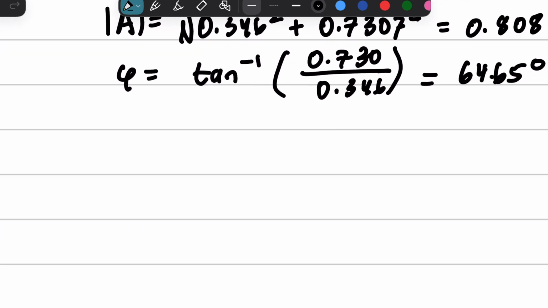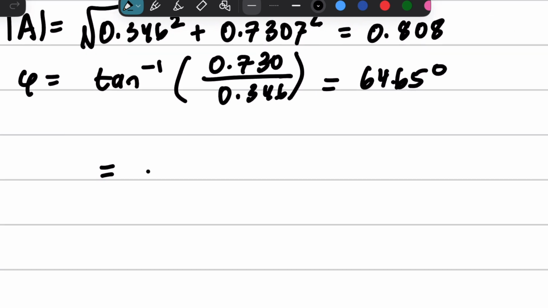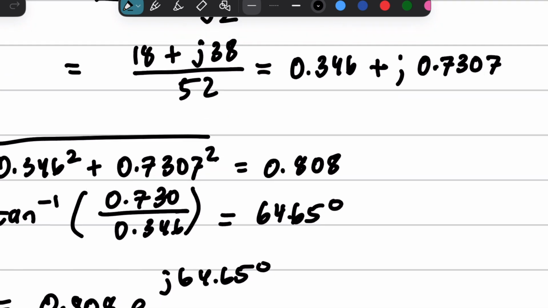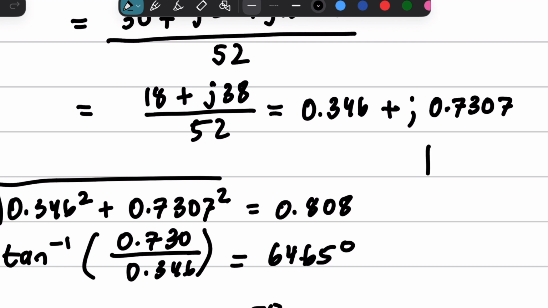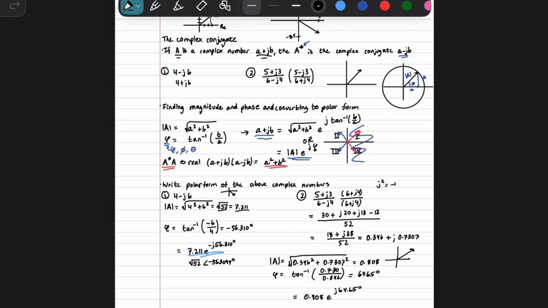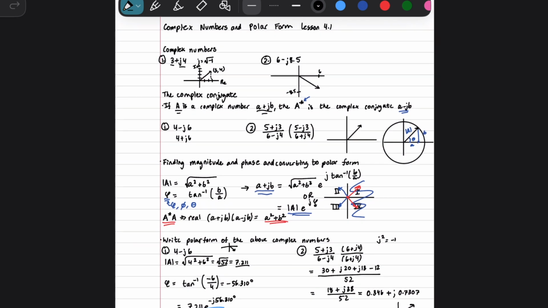And so putting it in our polar form, it will look like 0.808 e to the j 64.65 degrees. And this is going to be located in the first quadrant, okay? So very simple stuff right now, but that's the answer to that.